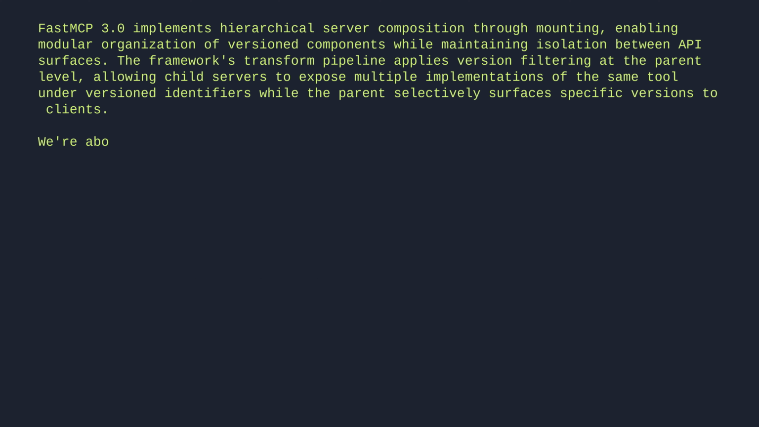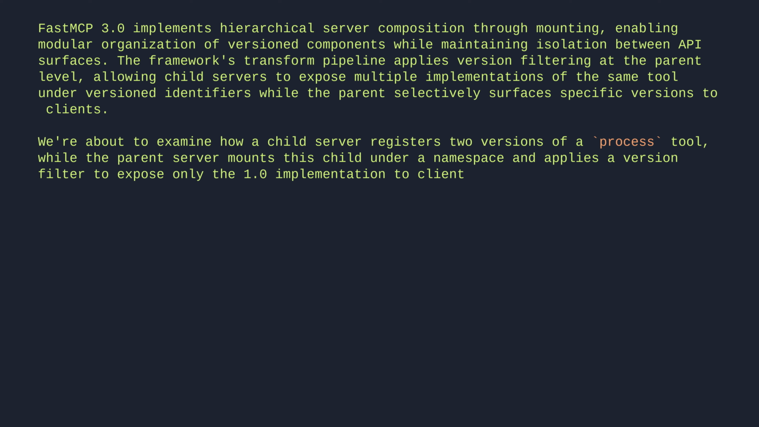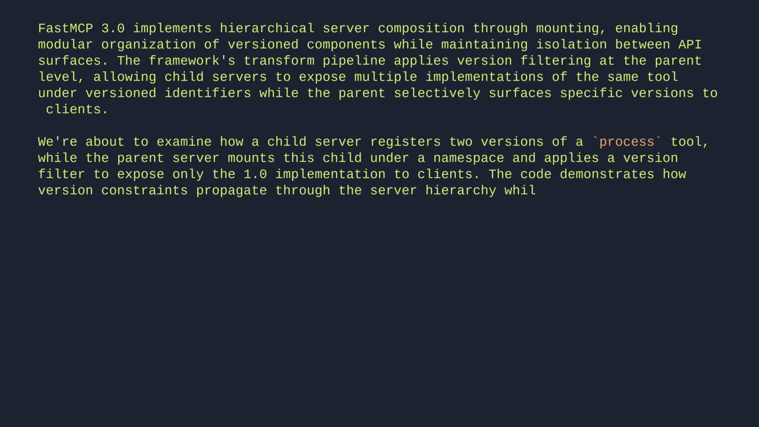We're about to examine how a child server registers two versions of a process tool, while the parent server mounts this child under a namespace and applies a version filter to expose only the one implementation to clients. The code demonstrates how version constraints propagate through the server hierarchy while preserving component identity through namespacing.